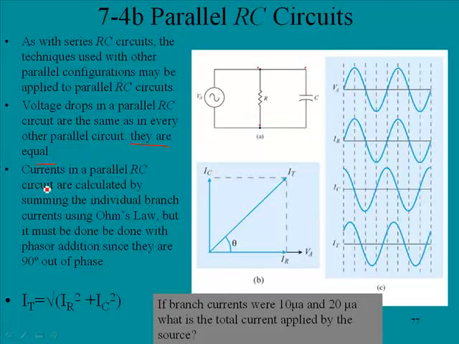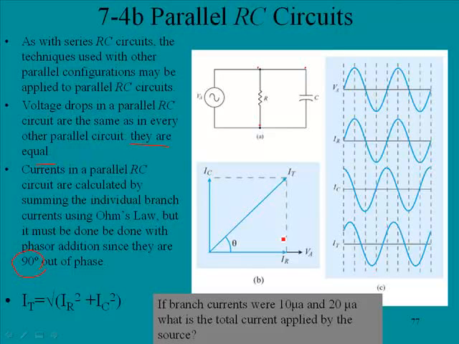Currents in a parallel RC circuit are calculated by summing the individual branch currents using Ohm's law, but it must be done with phasor addition since they are 90 degrees out of phase, and that's addressing the relationship of the current through the resistor and the current through the capacitor. In current relationships they are 90 degrees out of phase, but in this case the current through the cap is actually leading the current through the resistor. That was not the case with the voltage, but that is the case with current.